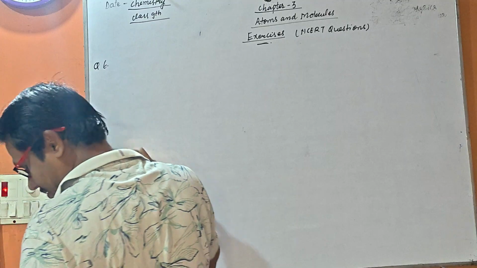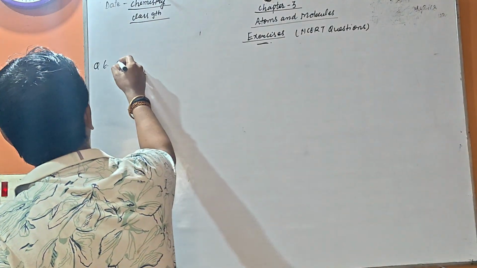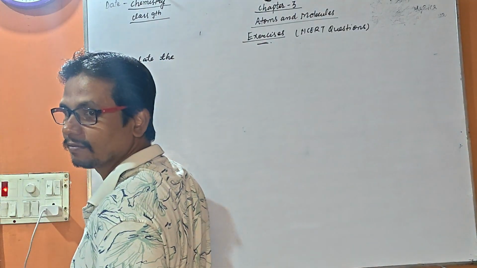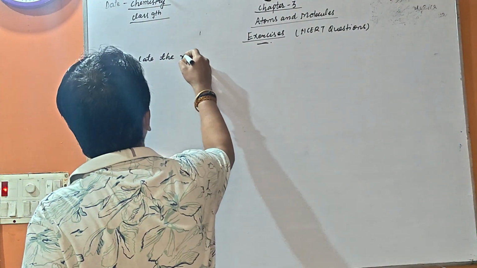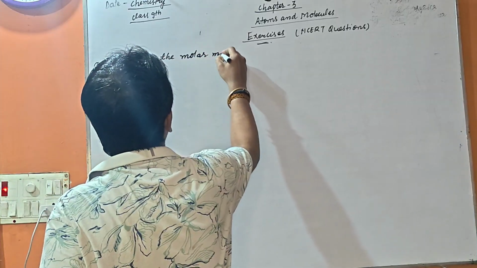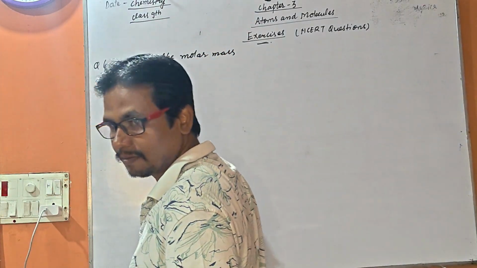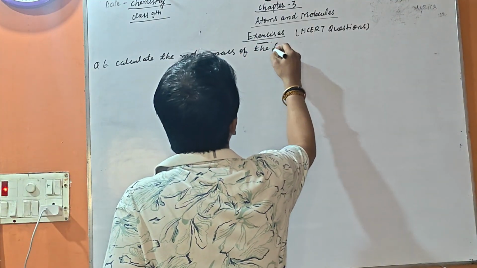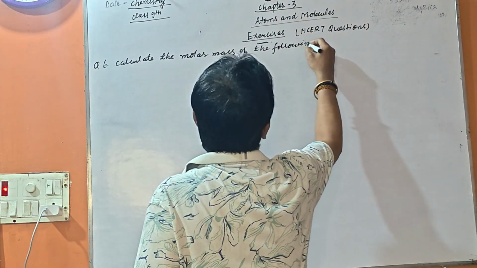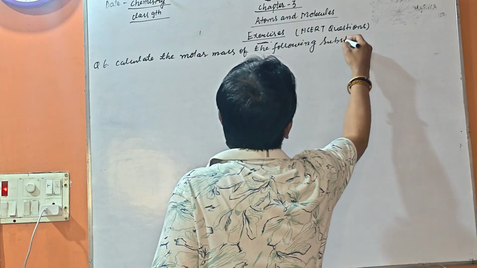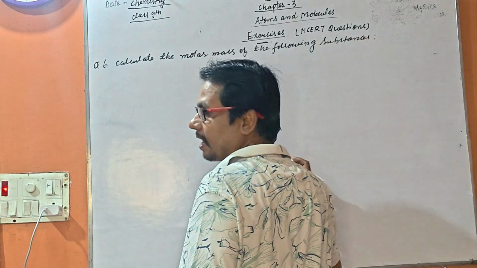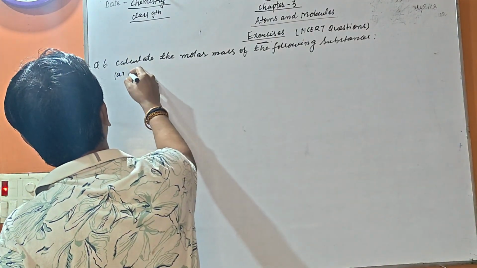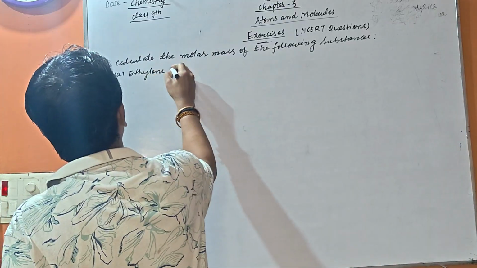So let us see question number 6. Calculate the molar mass of the following substances. Let us understand it in a very simple way. A number is ethylene, C2H2.